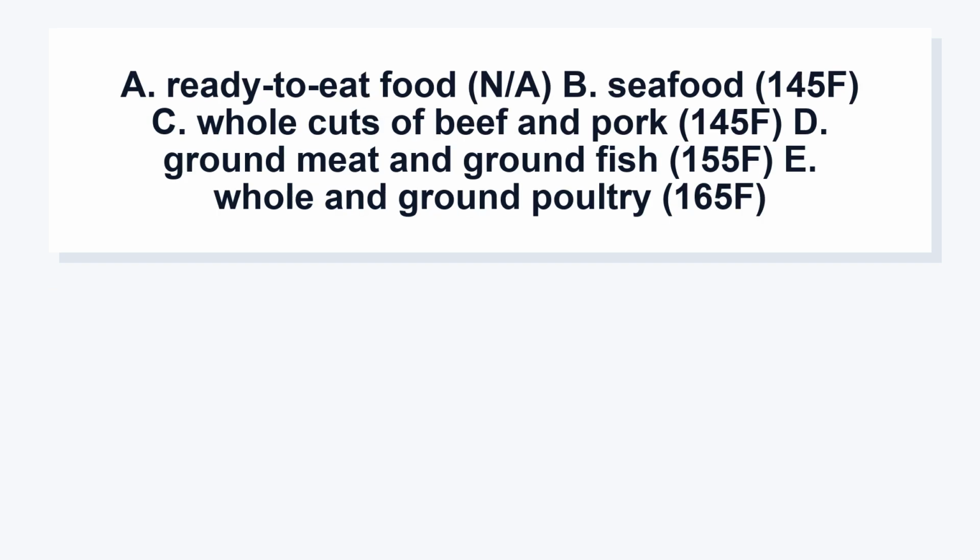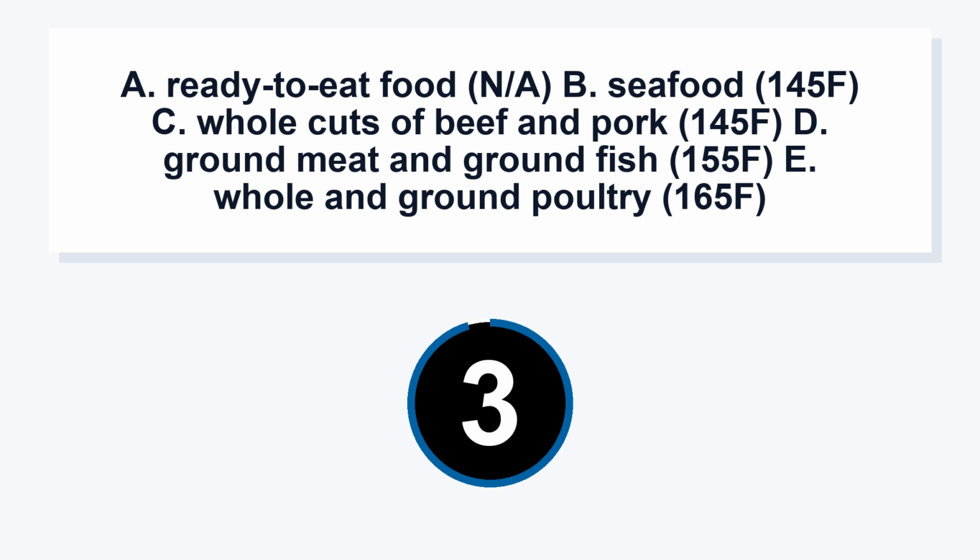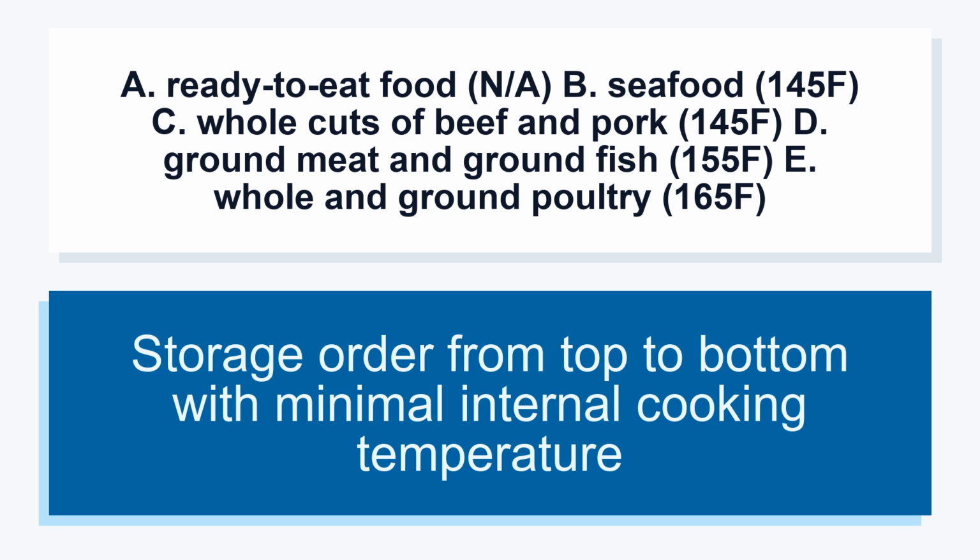A. Ready-to-eat food, N/A. B. Seafood, 145°F. C. Whole cuts of beef and pork, 145°F. D. Ground meat and ground fish, 155°F. E. Whole and ground poultry, 165°F. Storage order from top to bottom with minimal internal cooking temperature.